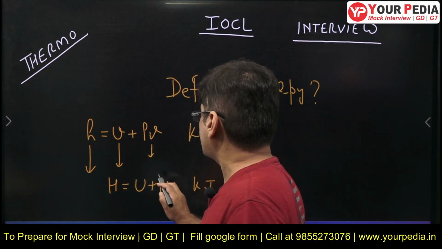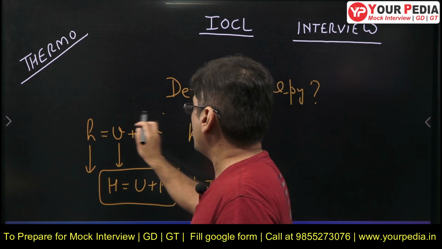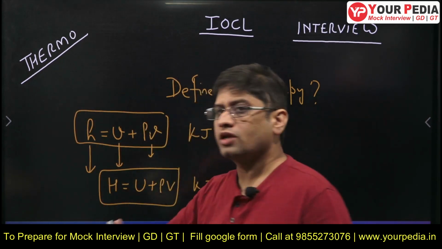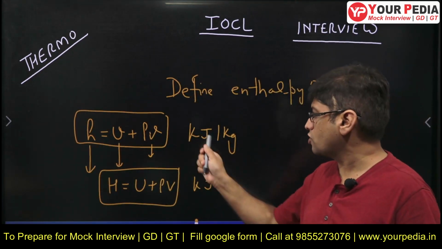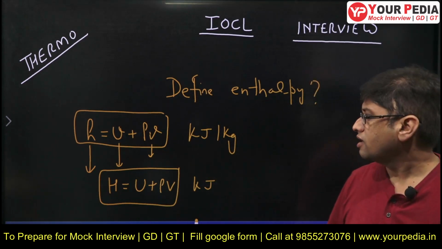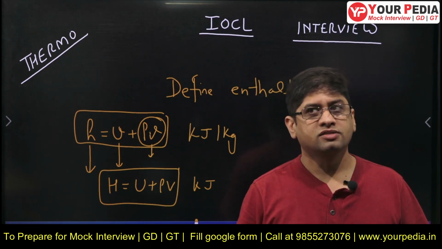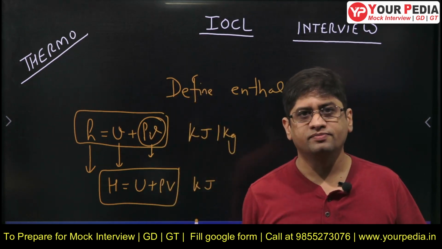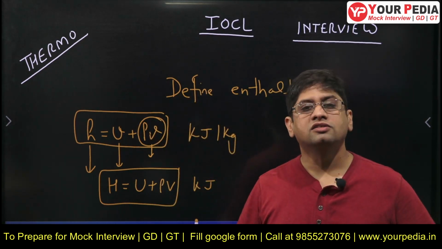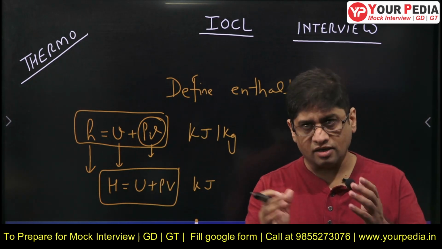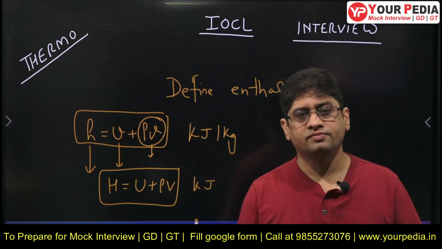be in kilojoule. So first you remember there are two equations. One equation is specific enthalpy, another equation is enthalpy. Kilojoule per kg, that you know. This is flow work. So how to define enthalpy? Sir, enthalpy is a thermodynamic property which can be defined as the summation of internal energy and flow work.